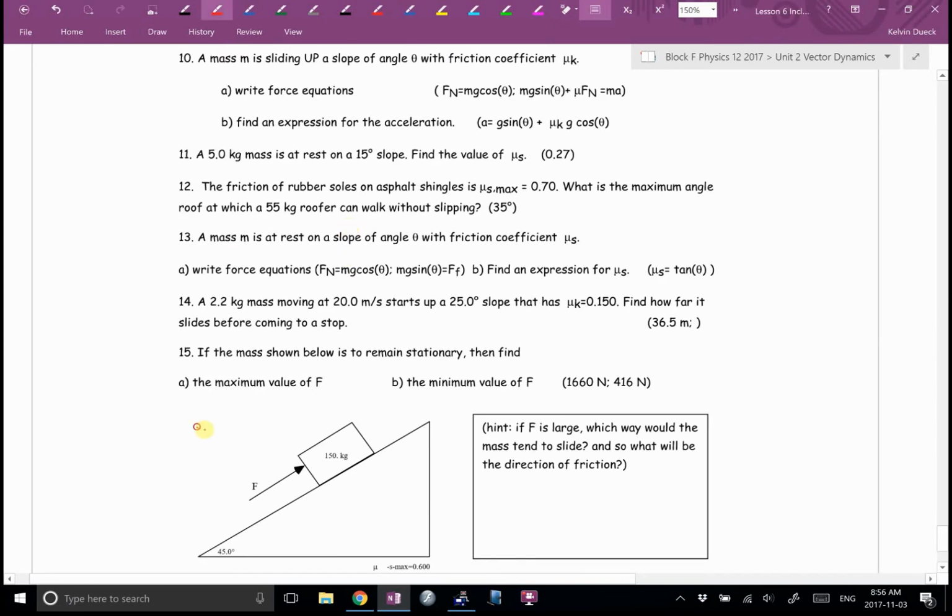I'll do something like this. What if somebody's pushing in like that? Hey, you'll break that one up into parallel and perpendicular components as well. Okay, it's doable.